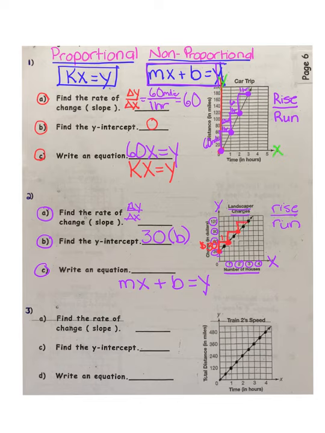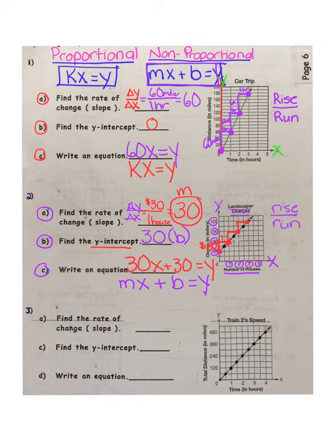And this is a consistent pattern. We are rising $30, that's the change in y, and then the run sideways is 1 house. 30 divided by 1 is 30. That's our slope. Your equation is 30 times x plus an initial start value of 30, that's our y-intercept, equals y.